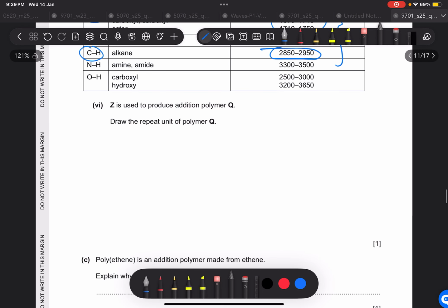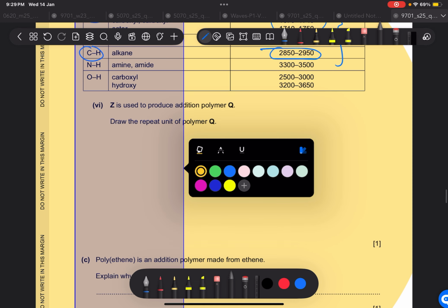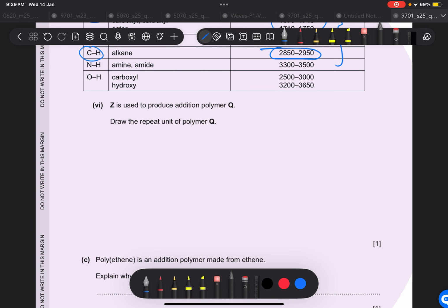So, no, oh my god, what just happened? I reversed.